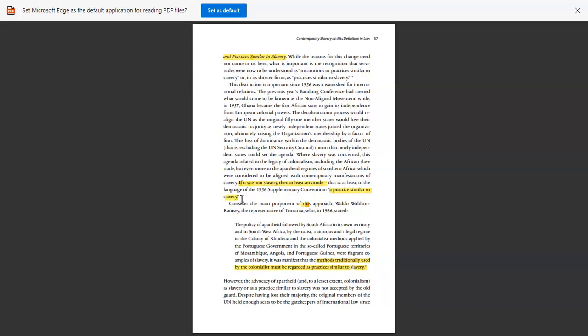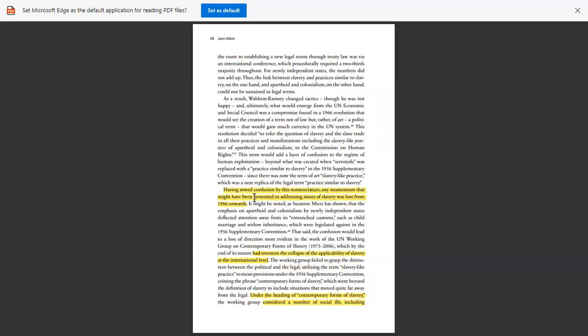And again, since we only have this status left, and we no longer have de jure slavery, it's a colluding term, we have to use the proper terminology in order to demonstrate conditions like slavery. So methods traditionally used by the colonialist must be regarded as practices similar to slavery. So again, consider whether or not you're living in an institution traditionally used by the colonist to practice conditions similar to slavery or practices similar to slavery.